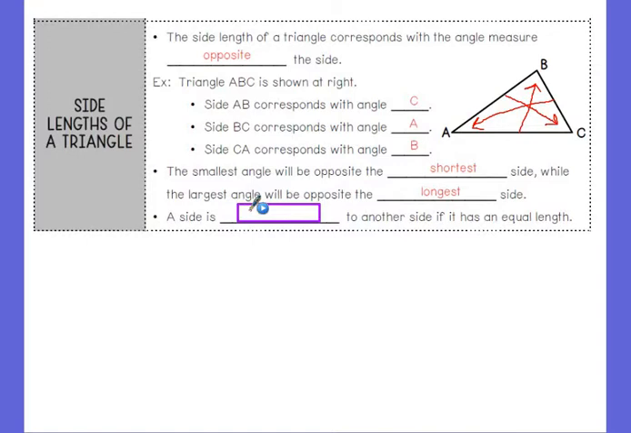A side is congruent to another side if it has an equal length. Congruent, we talked about before, means the same measure. There's a symbol we're going to start using that you need to write down. The symbol for congruent is an equal sign with a wavy line on top. That is the symbol for congruent. So instead of writing that word, remember math people are lazy, we use this symbol instead.